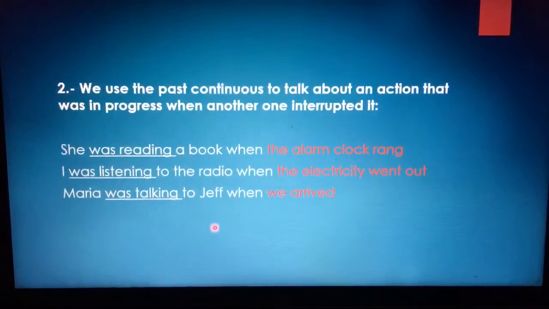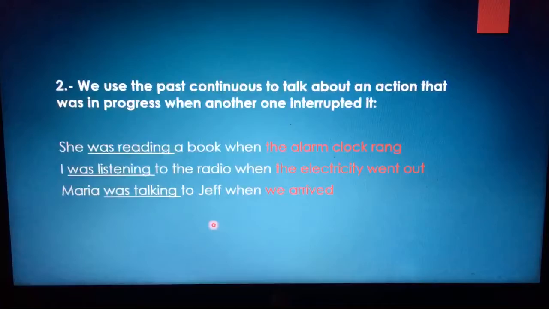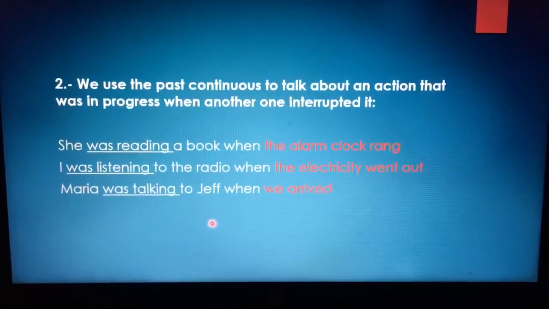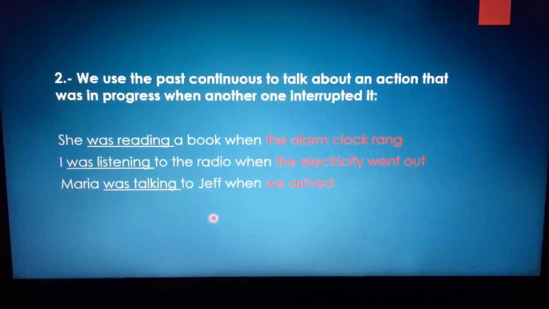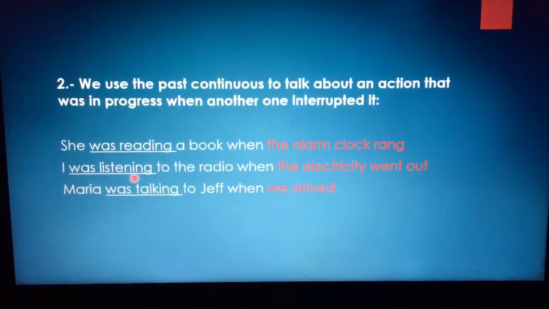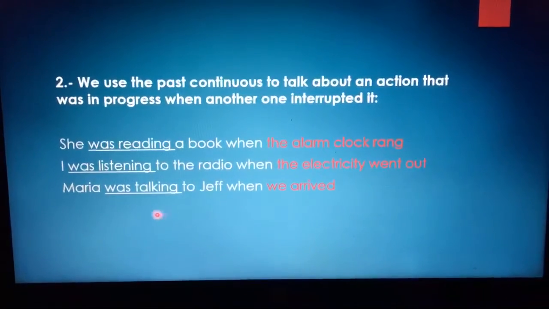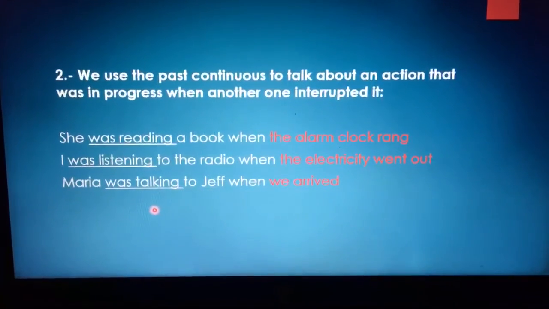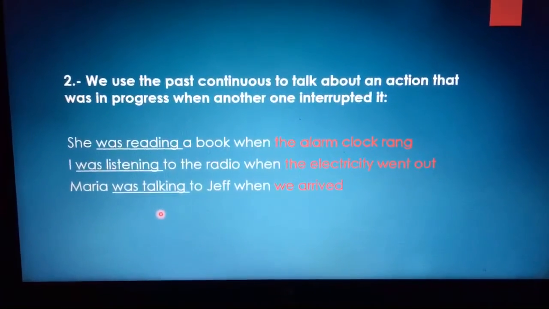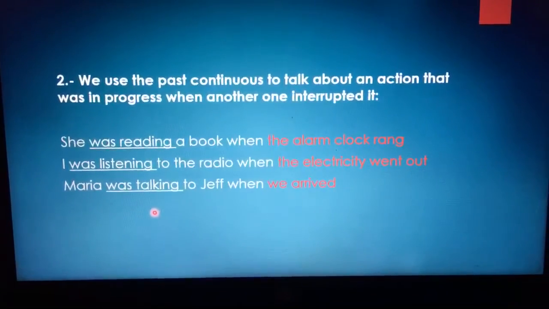She was reading a book when the alarm clock rang. Okay, so it implies that she stopped reading because the alarm clock rang. Same thing with the second example. I was listening to the radio when the electricity went out. Okay, here underlined we have the ongoing action and then the action that interrupted the first one. And same thing with the last example. Maria was talking to Jeff when we arrived, and it implies that when we arrived, Maria and Jeff stopped talking.